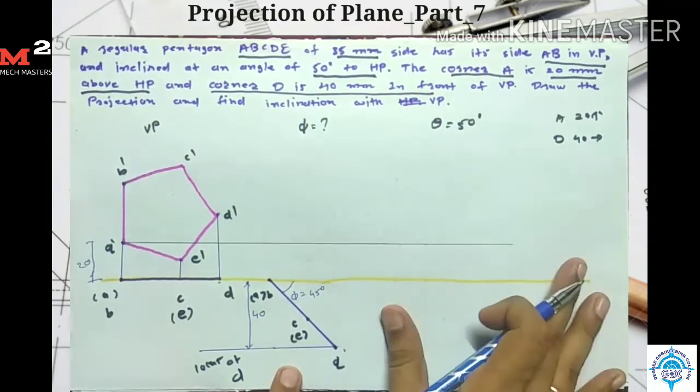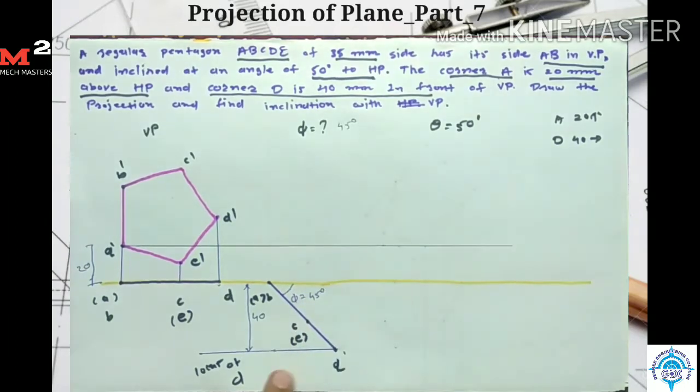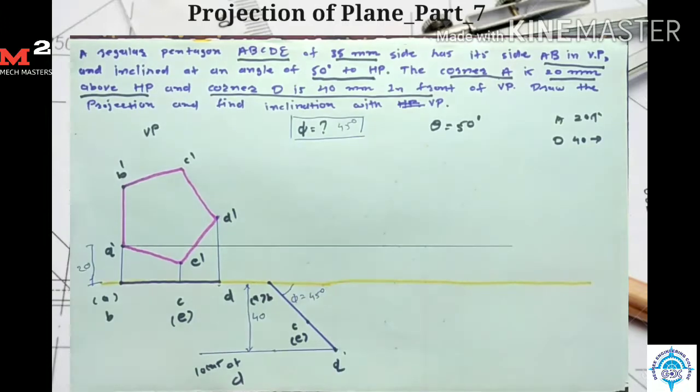Phi is equal to 45 degree. Okay, that answers the question asking to find the inclination. Now for drawing the front view, I just simply take the projection.